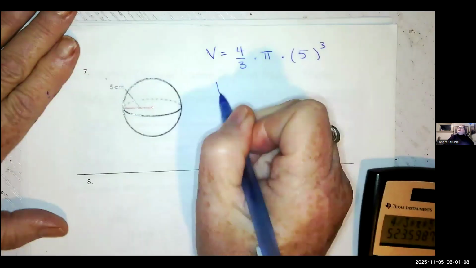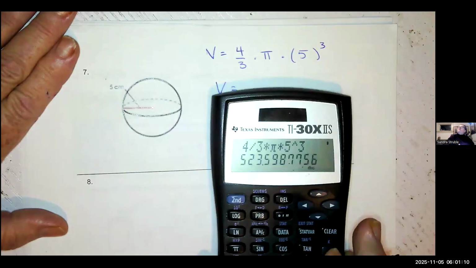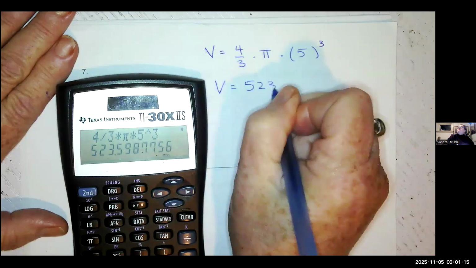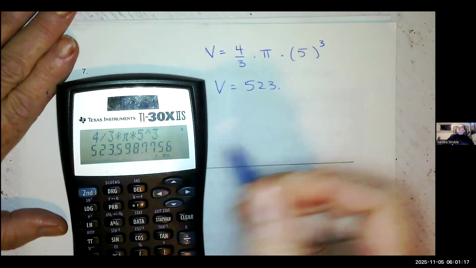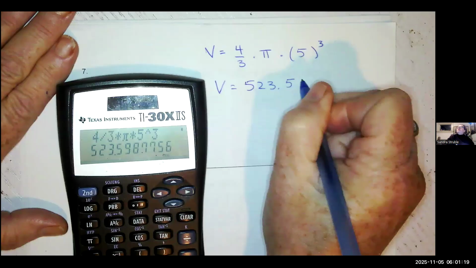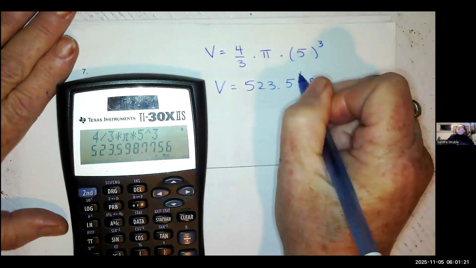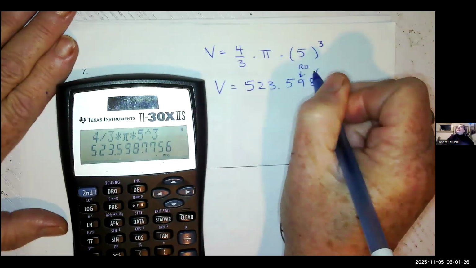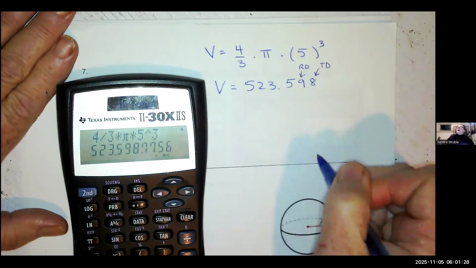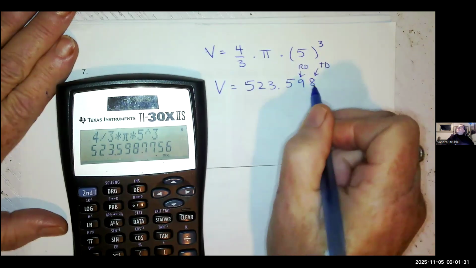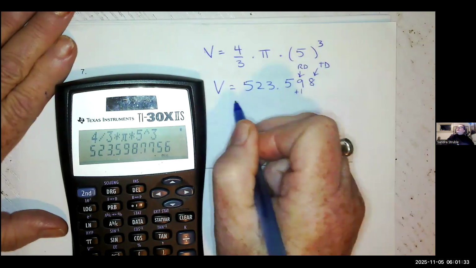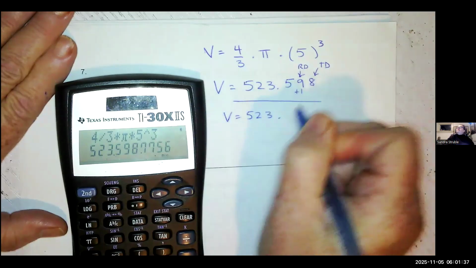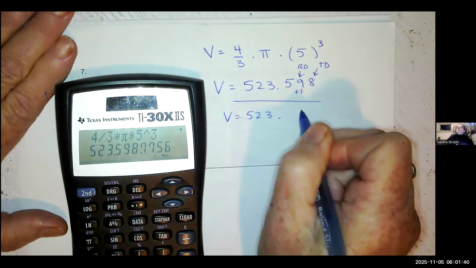So 523, this one we're going to round. 0.598. Okay, 9 is going to be where I want to round to. That's going to be my rounding digit. 8 is going to be my test digit. Because 8 is greater than 5, I add 1 to my rounding digit. So my volume is 523. 9 plus 1 is 10. Carry the 1. 5 plus 1 is 6.